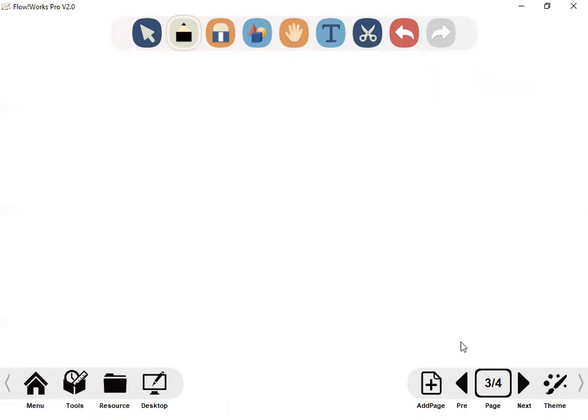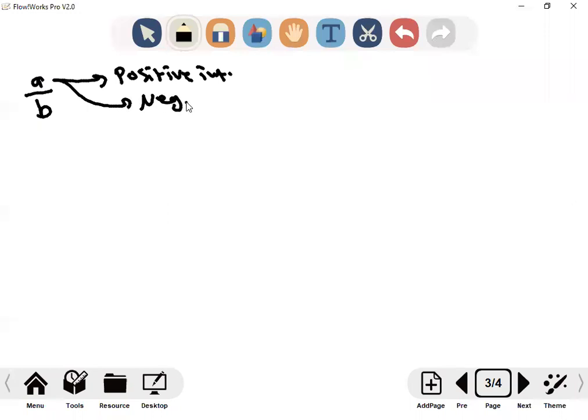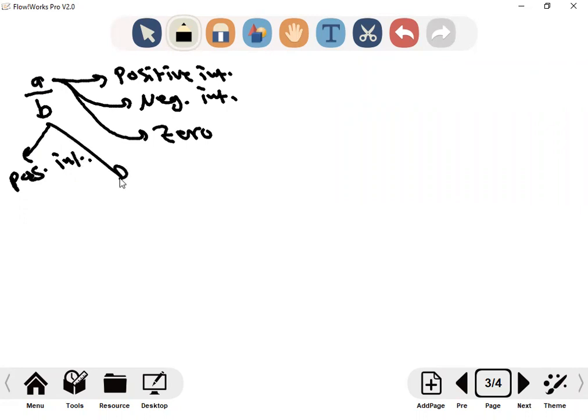So here we said any number can be written as A over B, right? Now A can be a positive integer, and A also can be a negative integer, and A also can be 0, right? B can be a positive integer or a negative integer only. It cannot be 0, right?